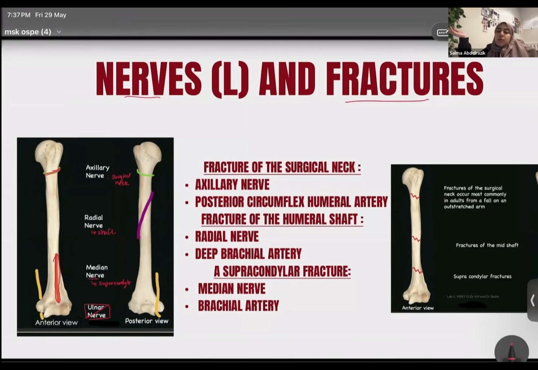And this is memorization, guys. I don't even have mnemonics for this. I memorized it. But it's axillary nerve with the posterior circumflex humeral artery. And then the humeral shaft has the radial nerve and the deep brachial artery. Supracondylar fracture has the median nerve and the brachial artery, not deep.